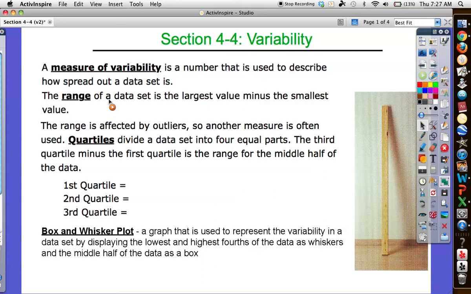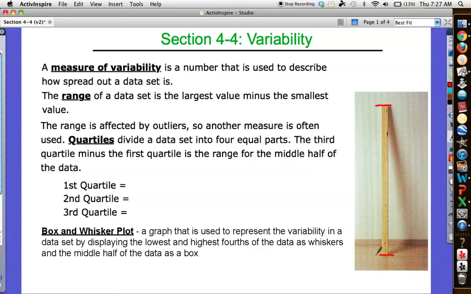So the range only looks at either end of the data set. I'm going to use a 2x4 here to symbolize this. So the range is this, but we don't know what's happening here. To do that, we're going to look at other points within the data. We're going to look at what we call quartiles.